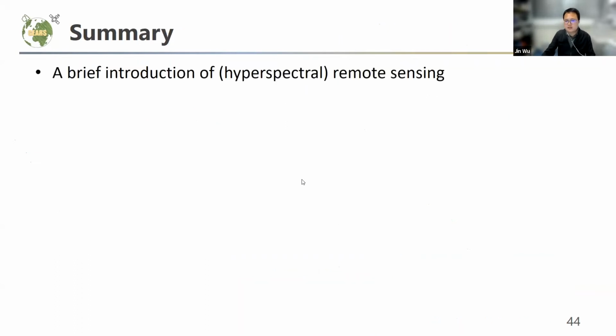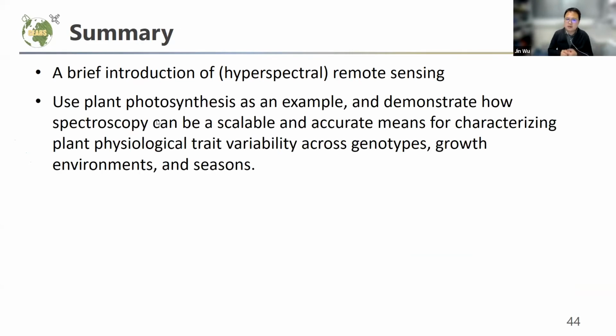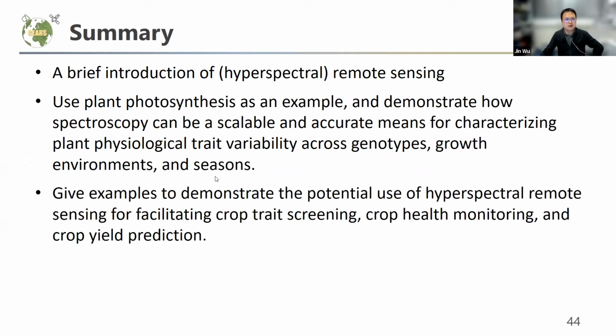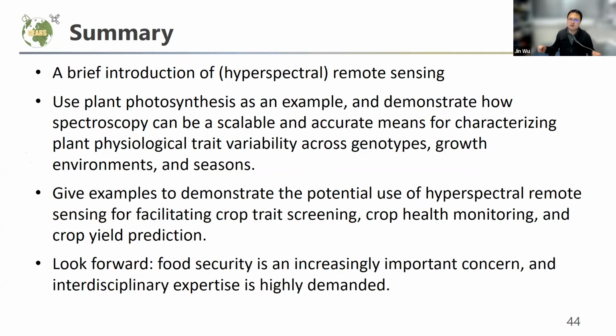So here is a quick summary of what I shared over the past hour. First, I gave a brief introduction to hyperspectral remote sensing, and then used plant photosynthesis as an example to demonstrate how hyperspectral remote sensing can be a scalable and accurate means for characterizing plant physiological trait variability across genotypes, environments and seasons. I also gave some examples of how we can use hyperspectral remote sensing for crop trait screening, crop health monitoring, and even crop yield prediction. Looking forward, we need to be more collaborative.